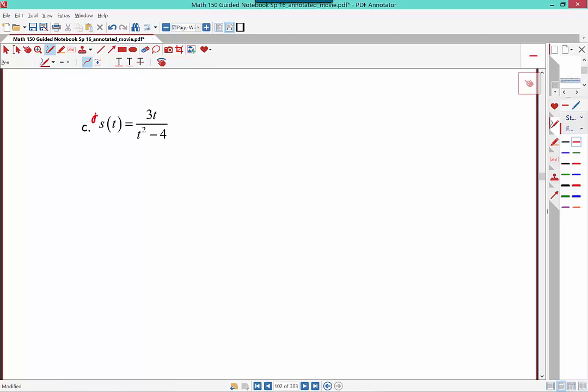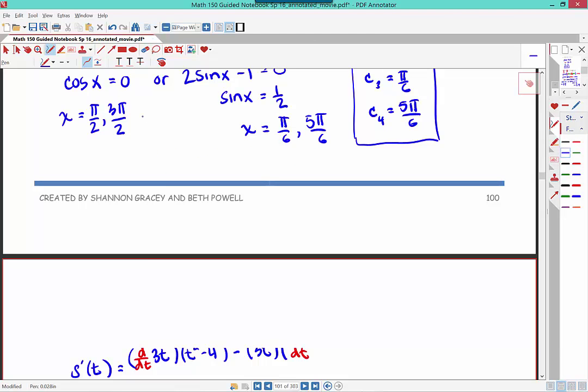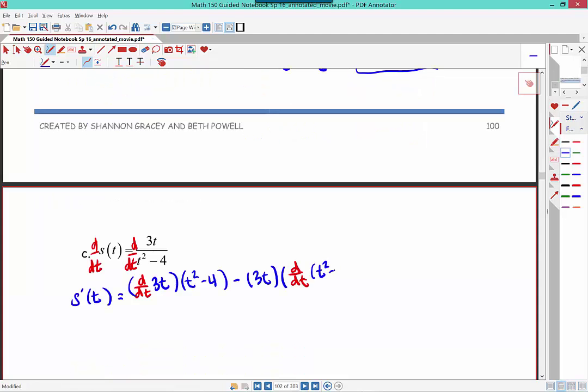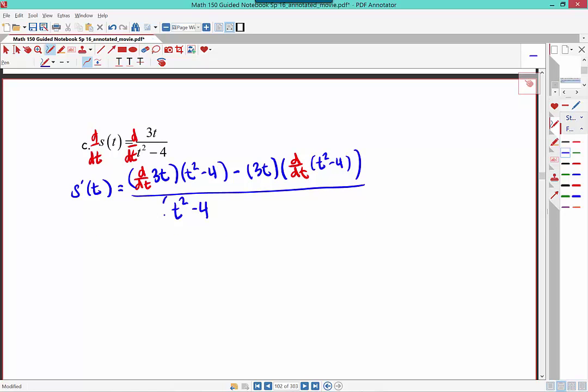Again, we want to find the derivative now with respect to t, because we have a function of t. So we will have, on the left, s prime at t. And on the right, remember the quotient rule. So we'll have d/dt of 3t times t squared minus 4, minus 3t times the derivative with respect to t of t squared minus 4, all over t squared minus 4, the quantity squared. Good so far? Awesome.